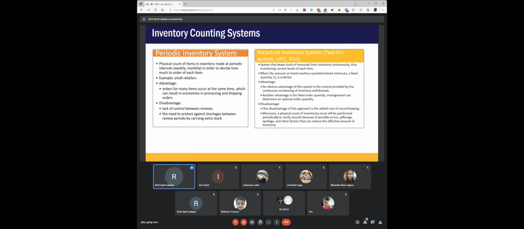Okay, in order to decide how much to order of each item. Okay, example, para maklaro ninyo. I think, kabalo mo how a sari-sari store is. So sa sari-sari store, usually what they do is the periodic inventory system. Okay, as I have remembered before, naay gamay na sari-sari store sa una when I was still young.